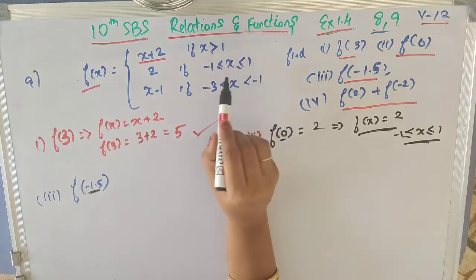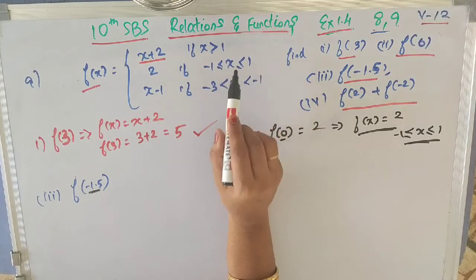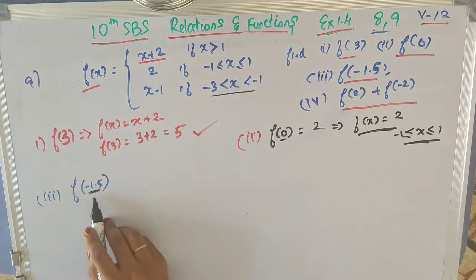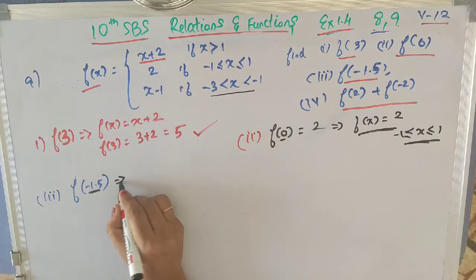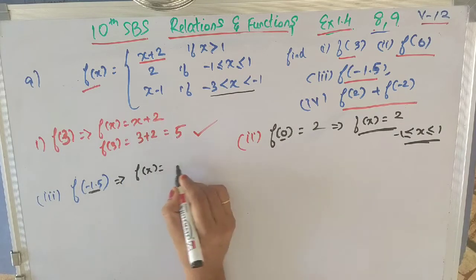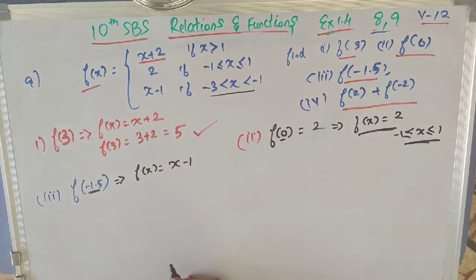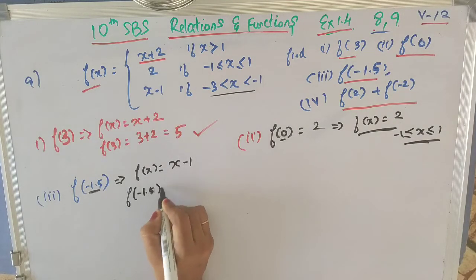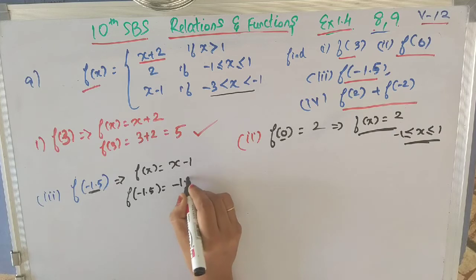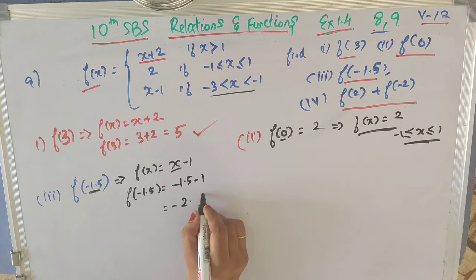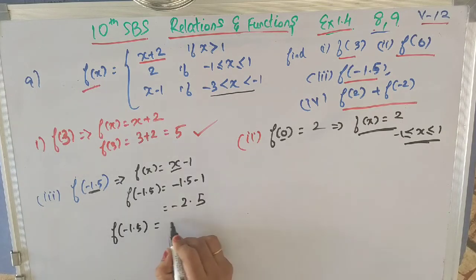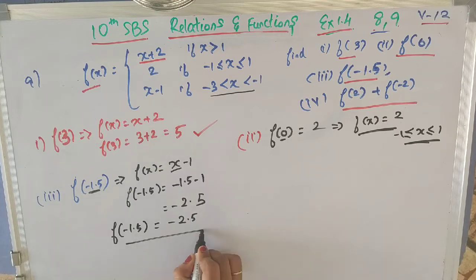Okay, and less than minus 1. The third condition is satisfied. The first condition and second condition will not be satisfied. So f of minus 1.5: in this case, we have to use f of x is equal to x minus 1. So f of minus 1.5 is equal to minus 1.5 minus 1, which is minus 2.5. Clear? So f of minus 1.5 is equal to minus 2.5.